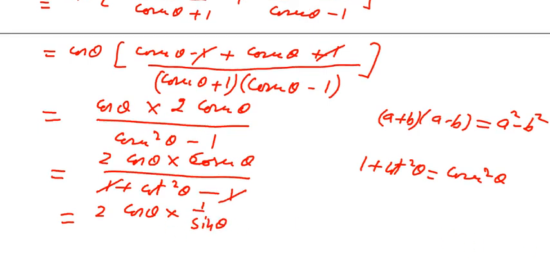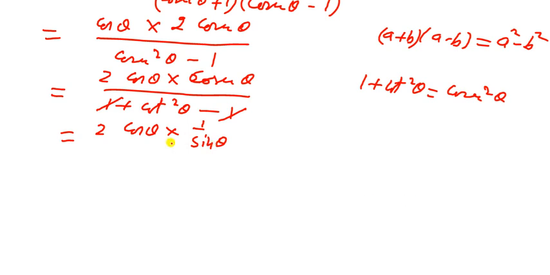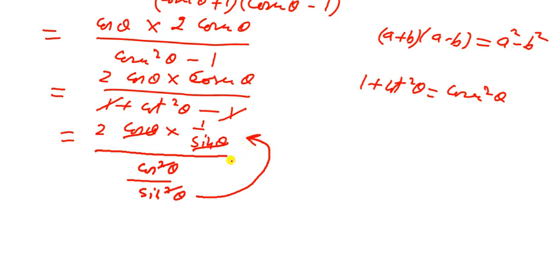So you can put here 1 plus cot square theta minus 1. 1 will be cancelled out. Now what will be happen? It is 2 cos theta into, it is 1 upon sin theta, and the down cot square theta, that is the cos square theta upon sin square theta. So cos square theta upon sin square theta.